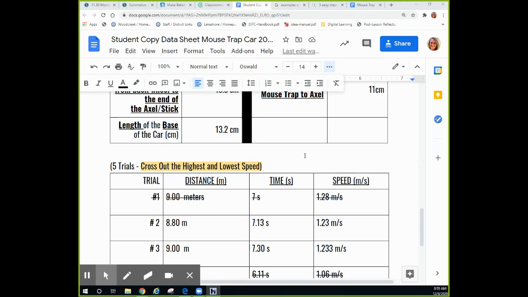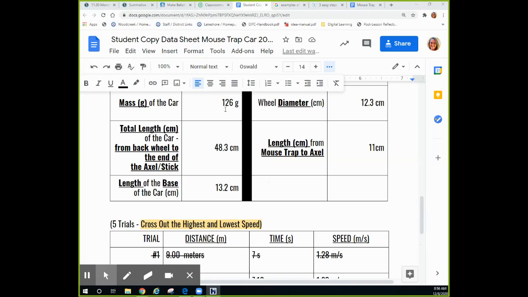Was a shorter lever faster, or was a longer lever, did it cover a greater distance? Did the mass of your car affect its motion? So you're going to use my data and yours to make those comparisons.